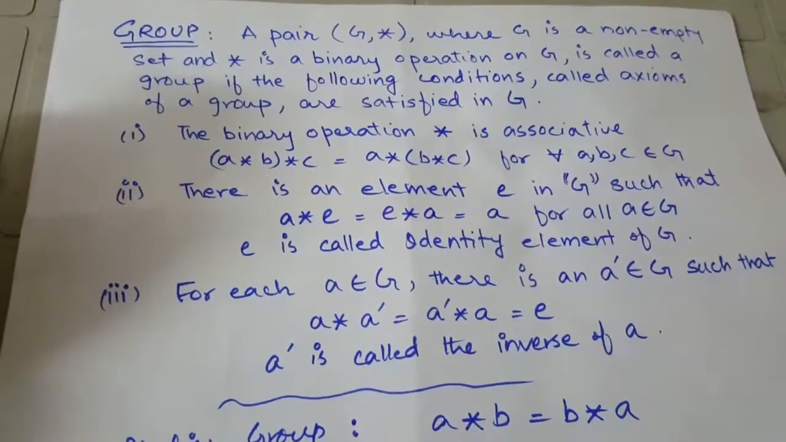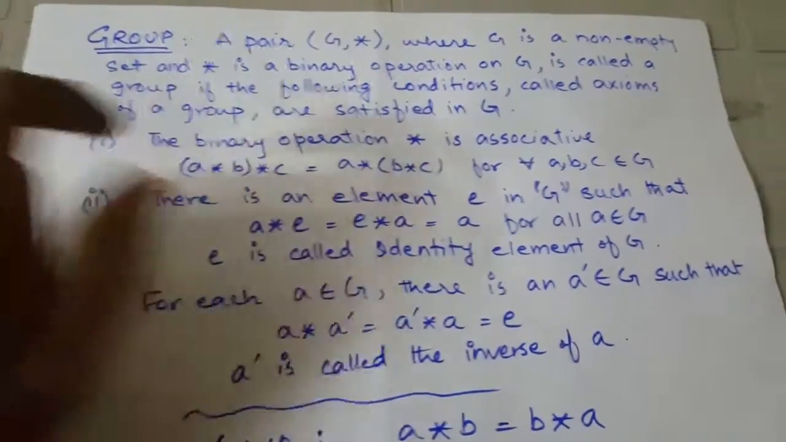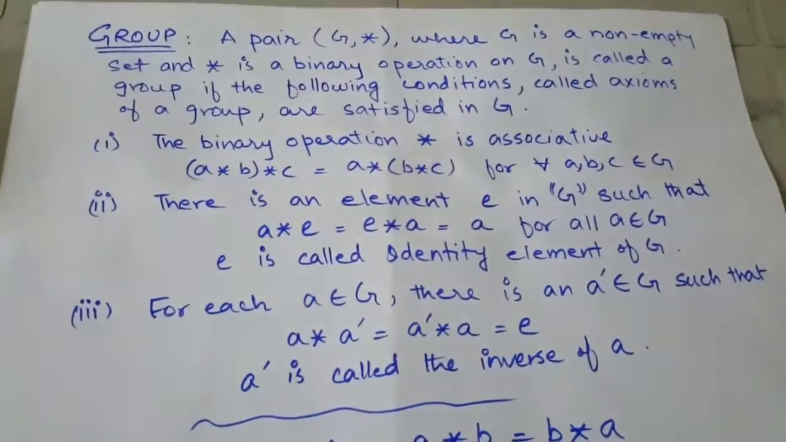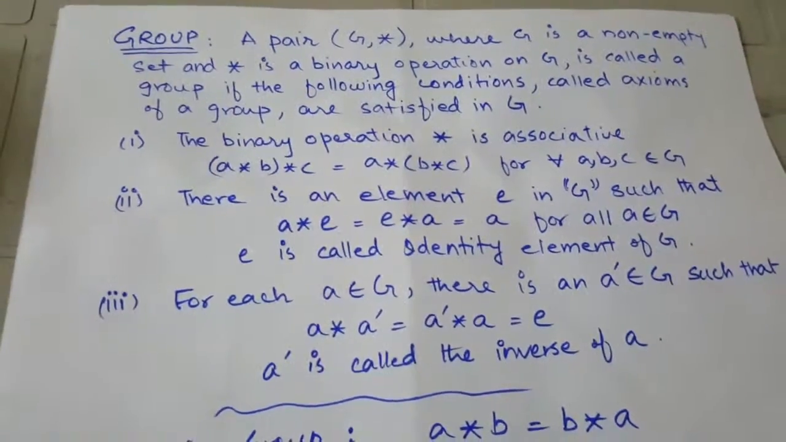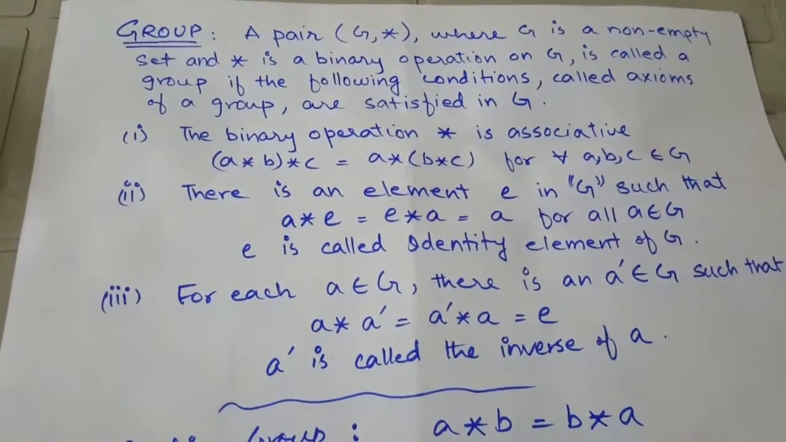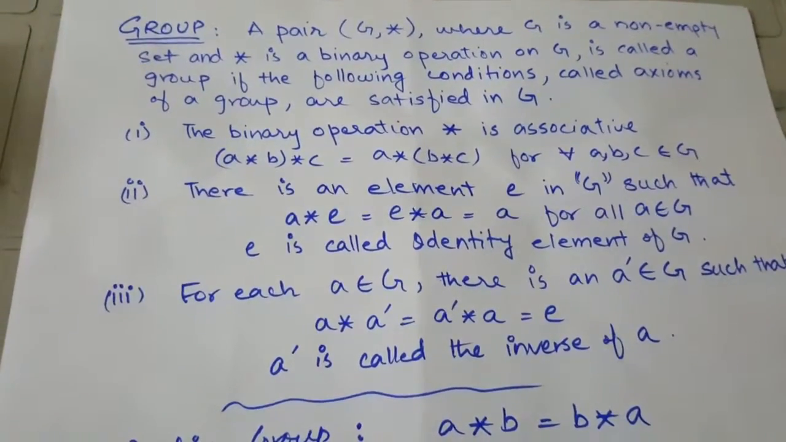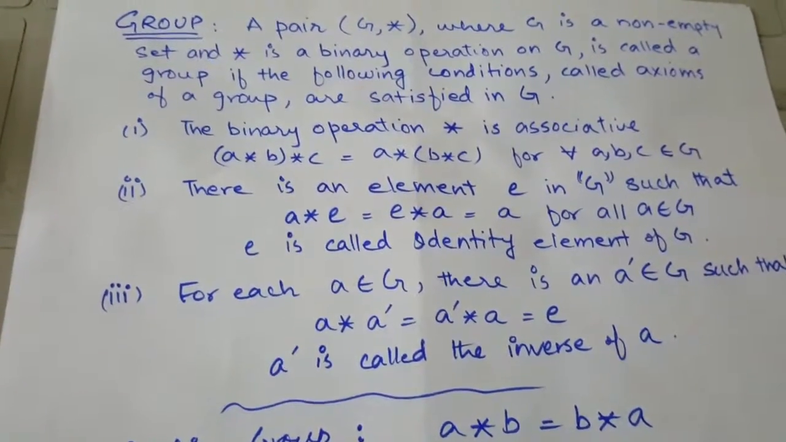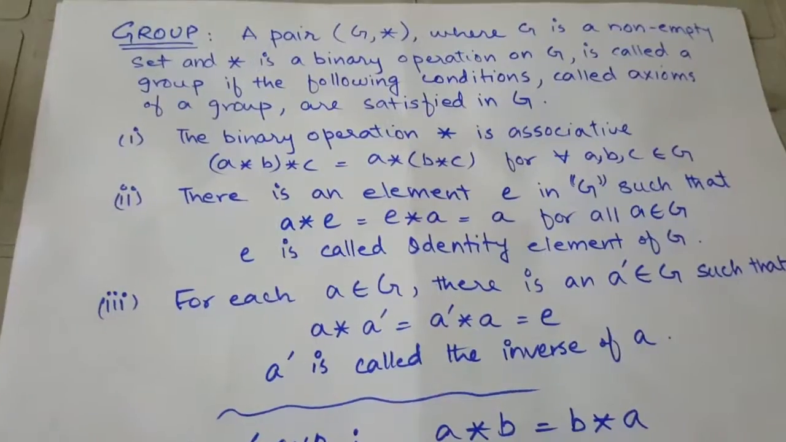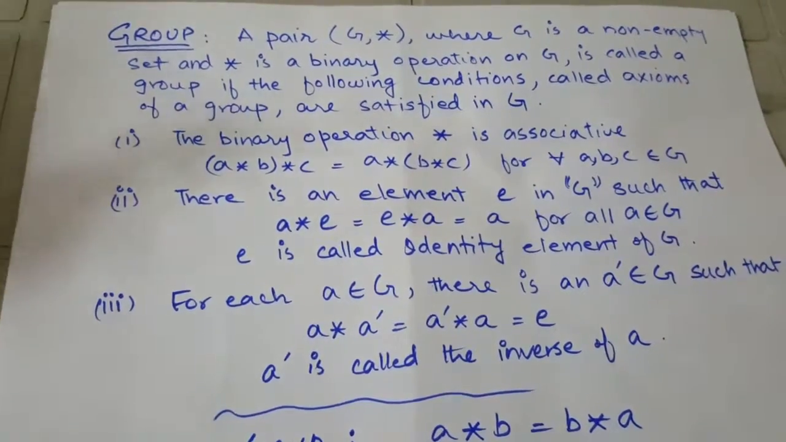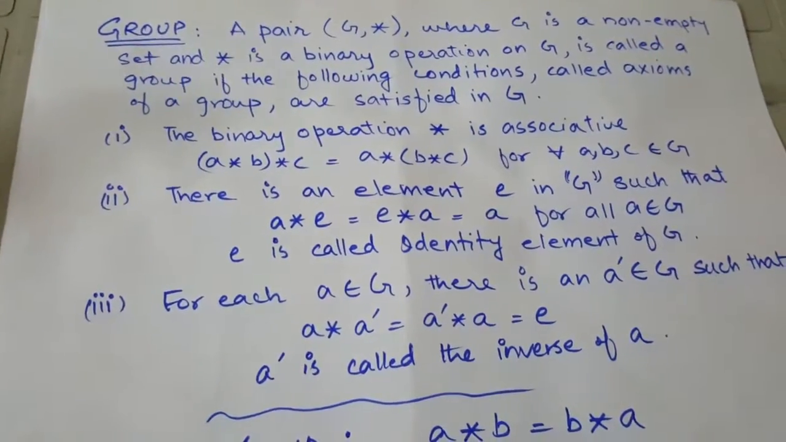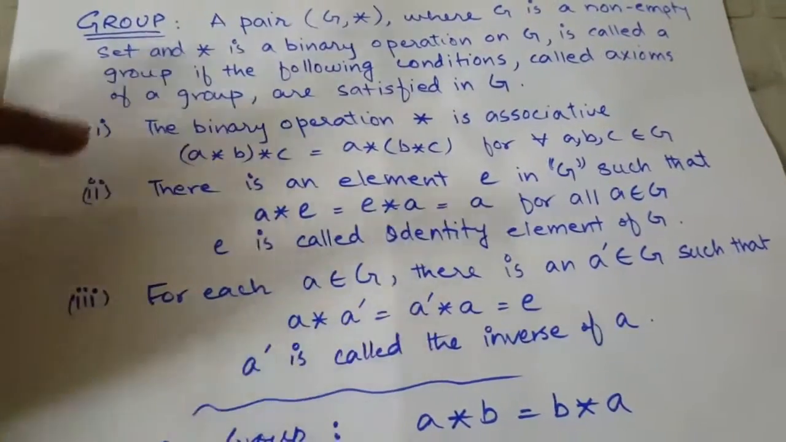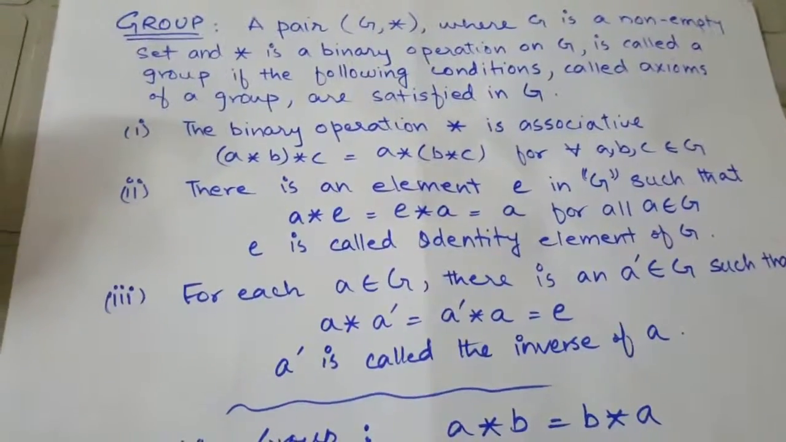So you can see the group definition. A pair (G, *), where G is a non-empty set and * is a binary operation on G, is called a group if the following conditions, called axioms of a group, are satisfied in G. So the definition is very clear and simple: a pair (G, *) is called a group if it holds all the three mentioned axioms here.